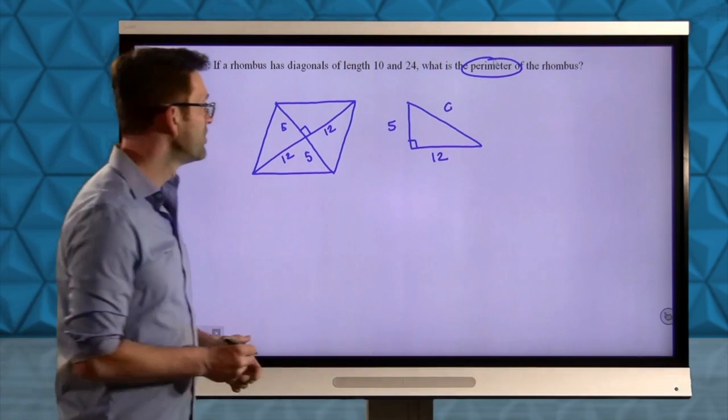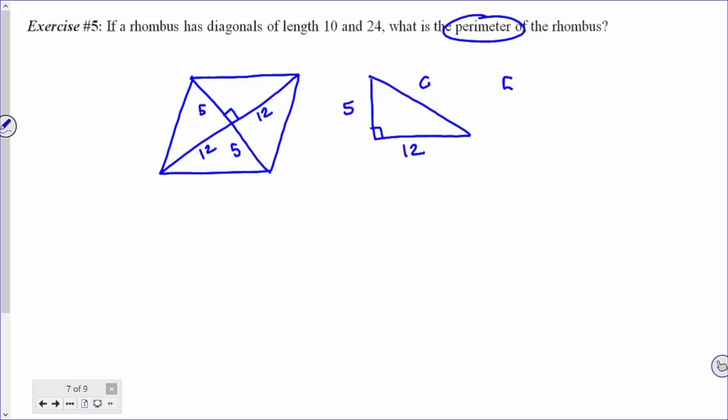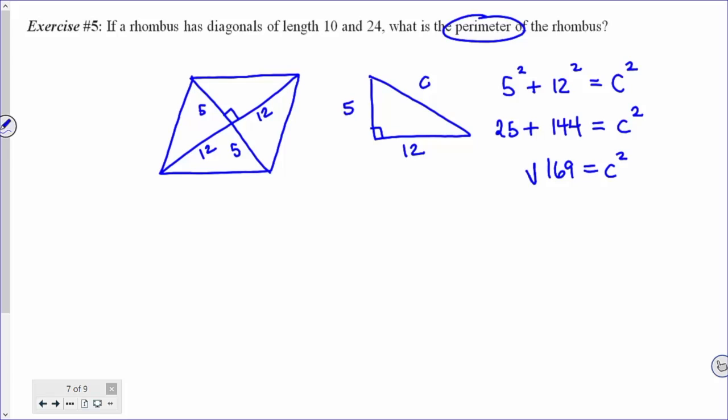All right, let's go through it. Some of you are probably well versed enough in the Pythagorean theorem at this point to even know what the C would be. But let's work through it anyway. 5 squared plus 12 squared equals C squared. 25 plus 144 is C squared. That'll be 169 is C squared. Take the square root of both sides, and C ends up being 13.